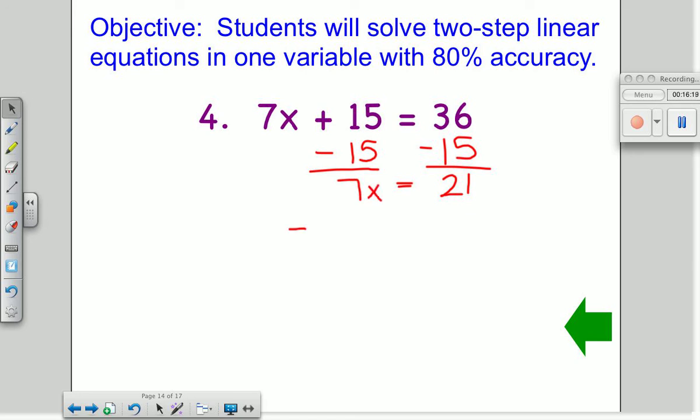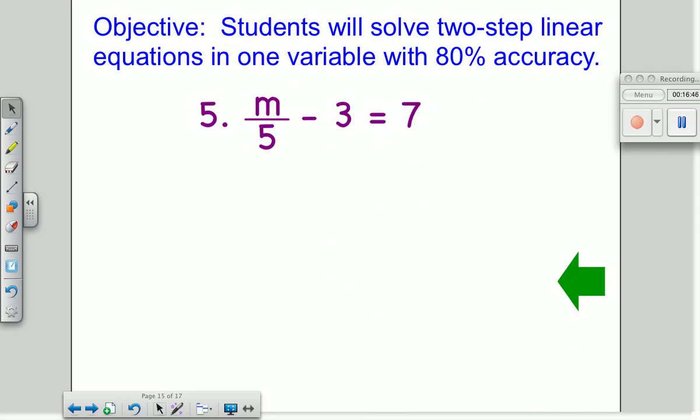Now we have 7x equals 21. We divide both sides by 7 to get rid of that 7. Isolate our variable. X is by itself. 21 divided by 7 is 3. Put it back up in the problem, make sure it works. So I make this 3. 7 times 3 is 21. 21 plus 15 is 36. It checks. Check, check.